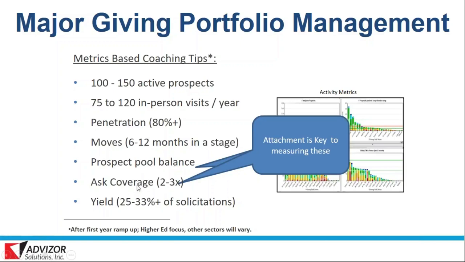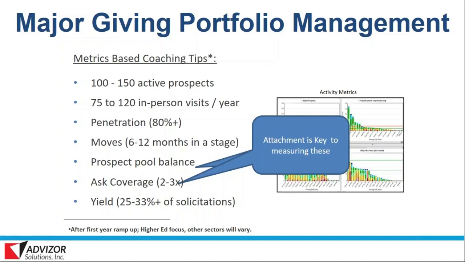And this then becomes, am I asking at the right level? And all these things relate together. So we've had some cases where we're looking at times in the stage, but we're not looking at ask coverage. So if I'm measured on moving things along, I'm going to under-ask and get them closed real quick. I'll have a high yield. I'll be moving things rapidly, but I'm leaving money on the table. On the other hand, if I'm asking aggressively, I may slow my stage moves down. I may drop my yield, but I actually may bring in more revenue.